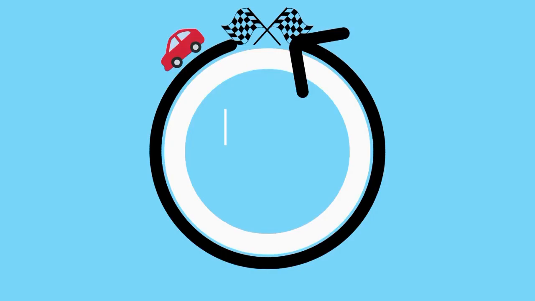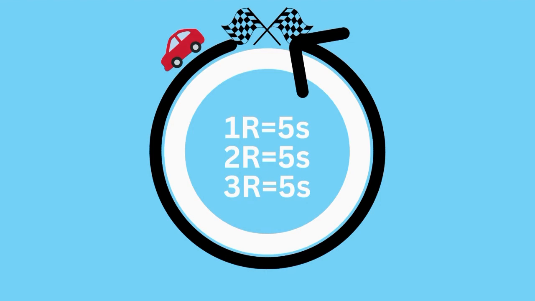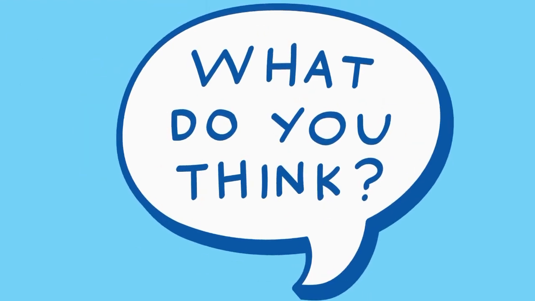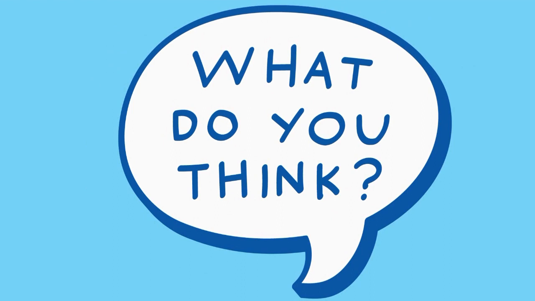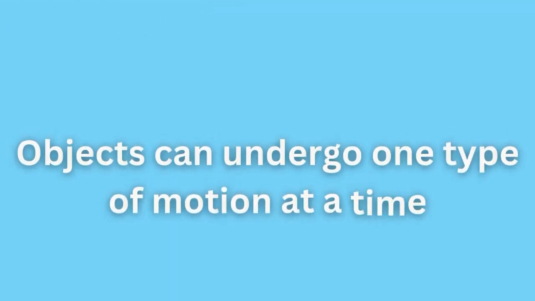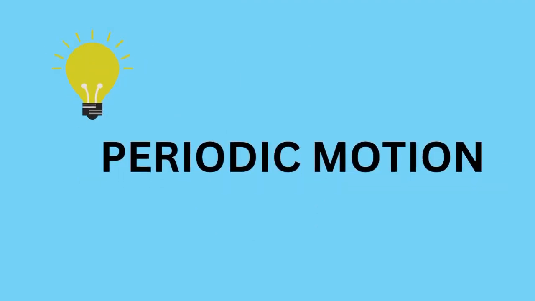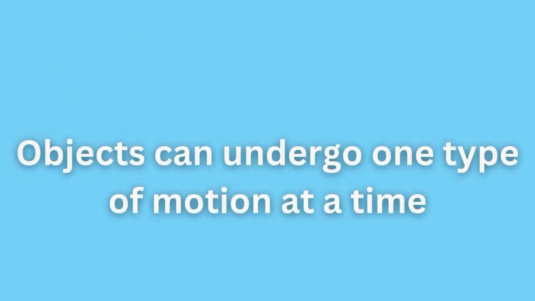Now let's go back to our car illustration. Look at this car. We say it's in periodic motion, but do you know the car is also performing circular motion? Very good. So what does this tell us? This simply tells us that objects or bodies can undergo more than one type of motion at a time. This car can go through a circular motion and a periodic motion. So keep it in mind.